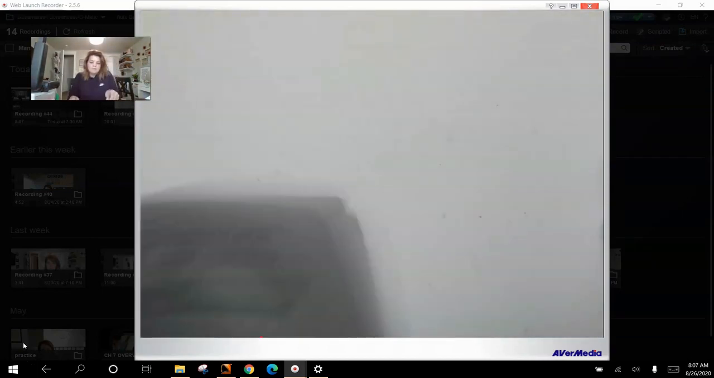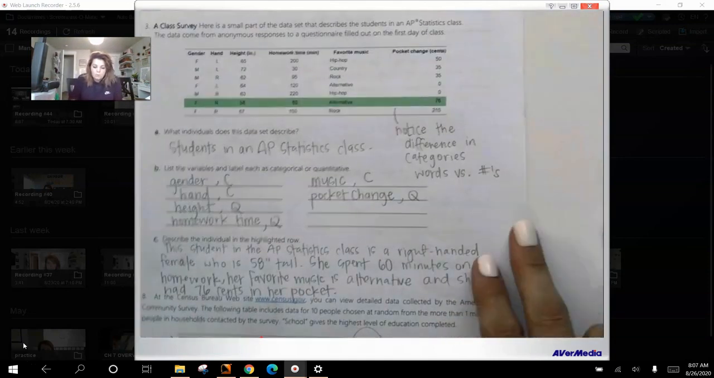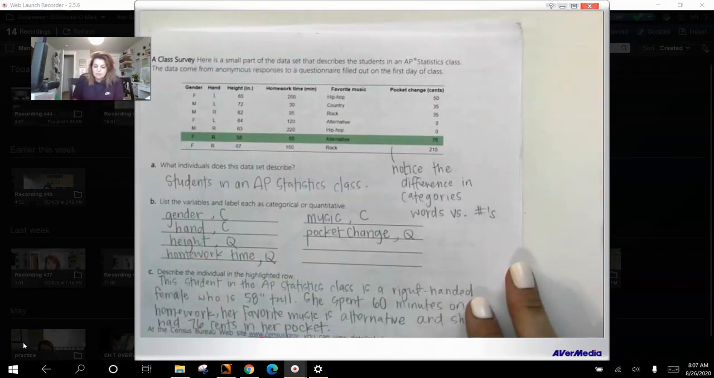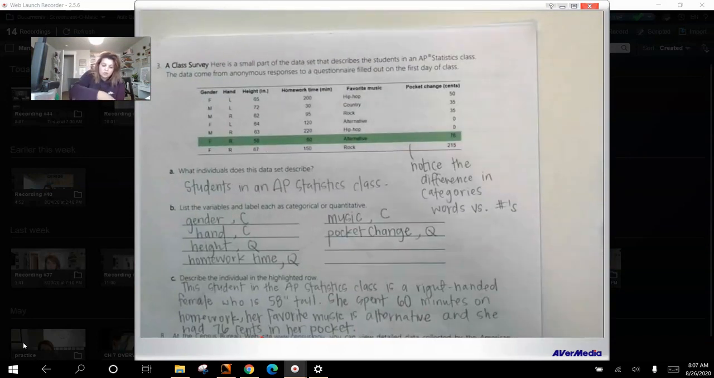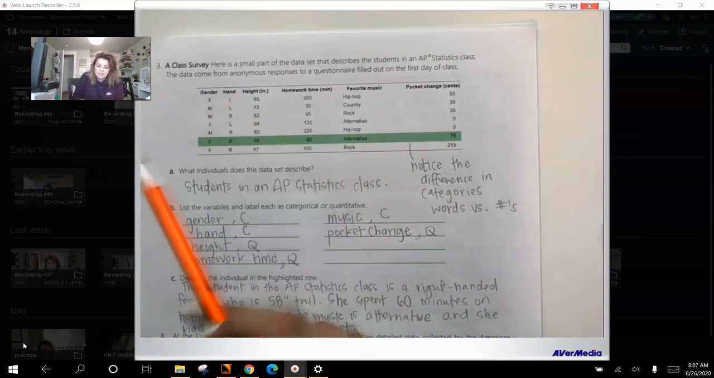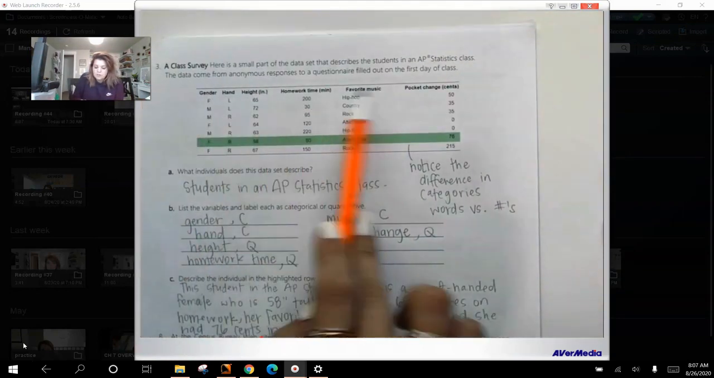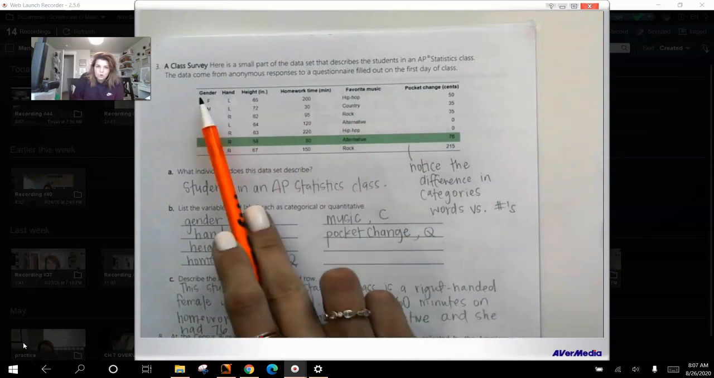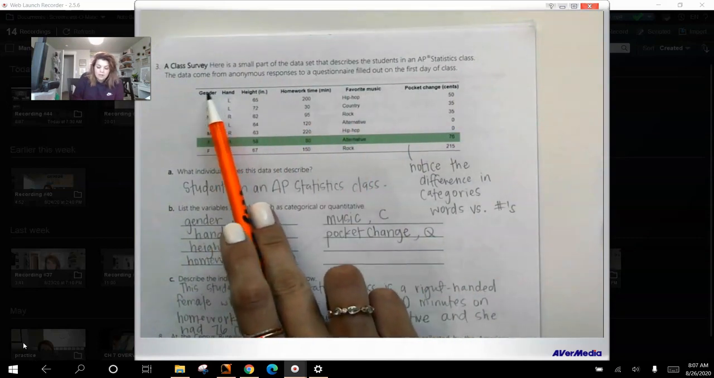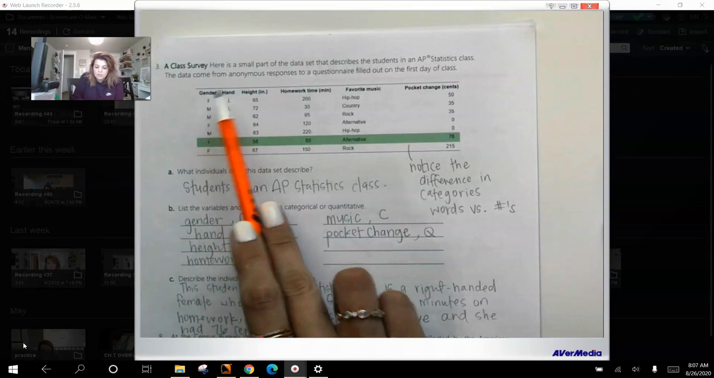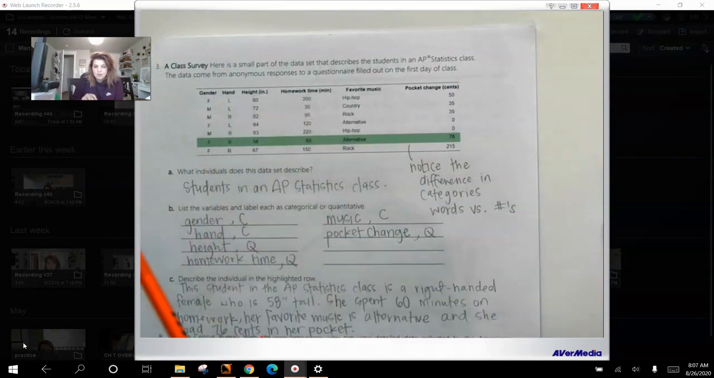Our next page, number 3. Here is a small part of the data set that describes the students in an AP statistics class. The data come from anonymous responses to a questionnaire filled out on the first day of class. So the cool thing about tables like this is that this top row, these bolded words, are your variables. So by the time you're done, you should have 1, 2, 3, 4, 5, 6 variables described on part B.